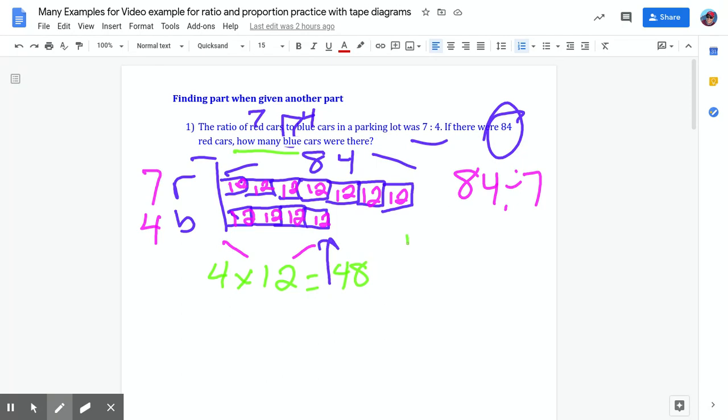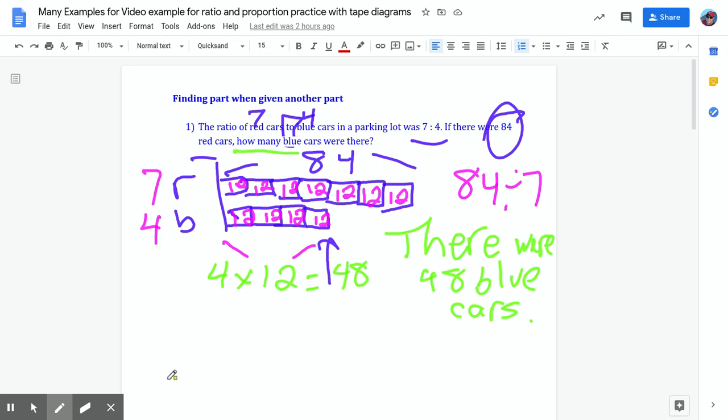There were, oh, can I fit that? I don't know. Ooh, close. 48 blue cars. There we go. So that's how you figure it out when you're finding a part and you have to find the other part. All right, always put a sentence.